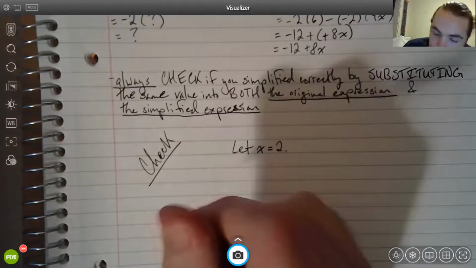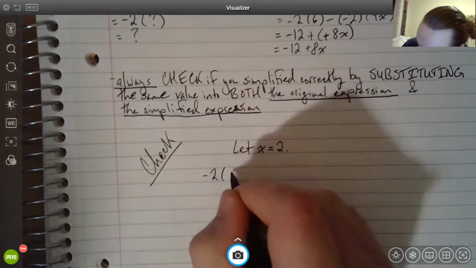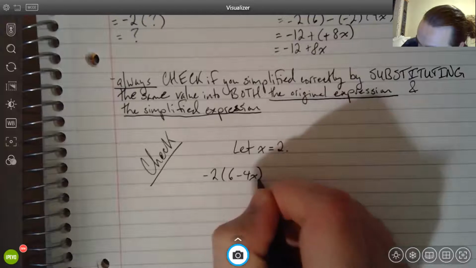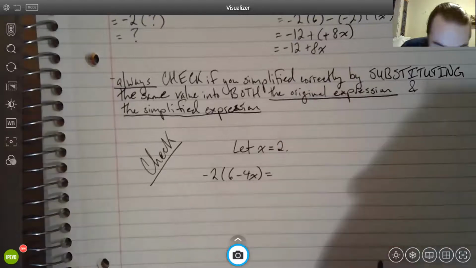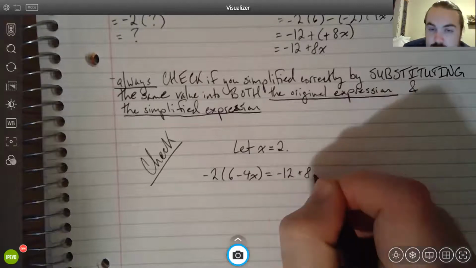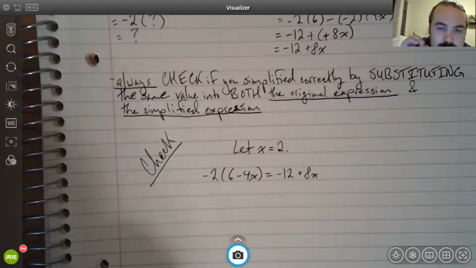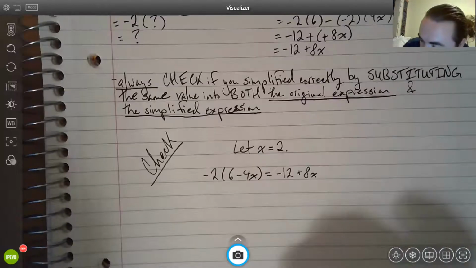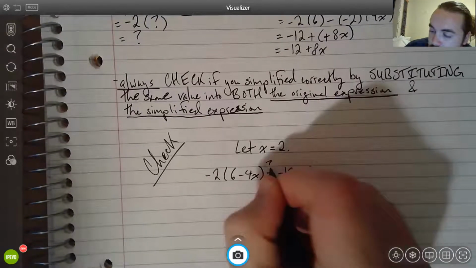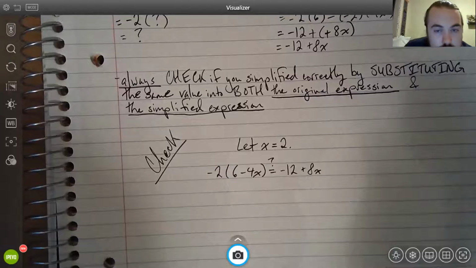Now we're going to put both the original expression, -2 times 6 minus 4x, equals -12 plus 8x, my simplified expression. Again, however, I don't know this unless I substitute and then fully solve on both sides. So I'm going to put a question mark here, and on each one going down, I'm going to put a question mark and try to reach the end. And then I'm either going to have an equal sign, or an equal sign with a slash through it, which means it does not equal.